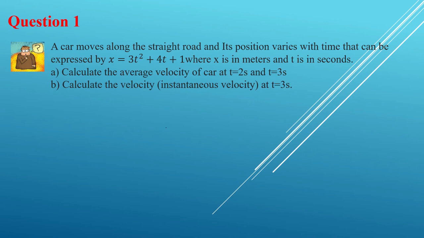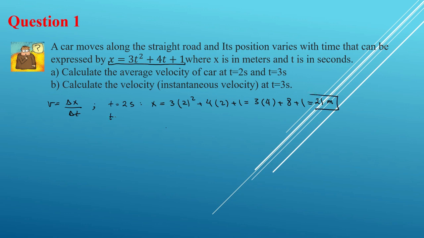This problem asks me to calculate the average velocity based on the motion equation right here, right? So we know average velocity is going to be delta x over delta t, right? So for t equal to 2 seconds, I have x equal to 3 times 2 squared plus 4 times 2 plus 1, right? Which is equal to 3 times 4 plus 8 plus 1, which is equal to 21 meters, correct?